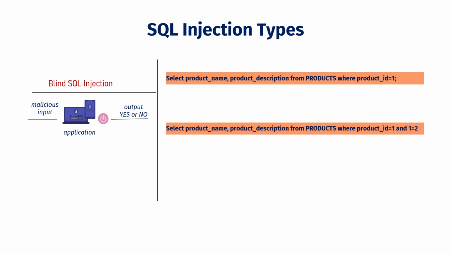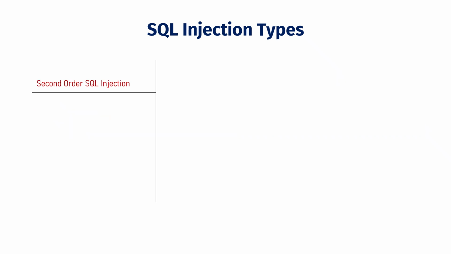So even if the application handles error messages in a proper way, failure to validate input fields can lead to SQL injection attack, and this can be identified by the attacker by performing a blind SQL injection attack. Now, let's look at second order SQL injection.